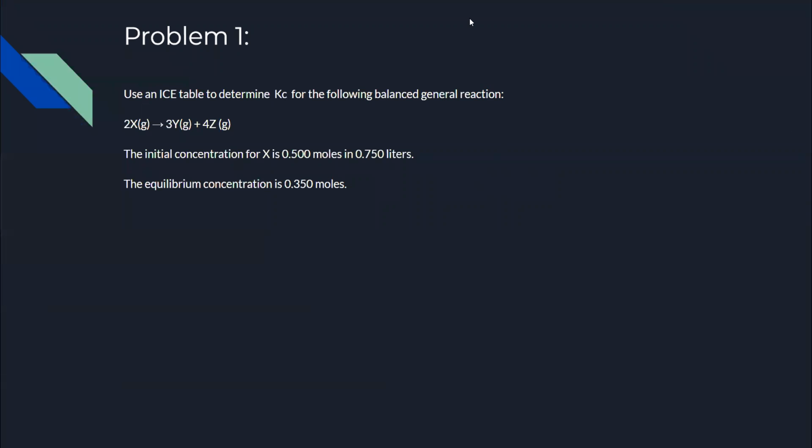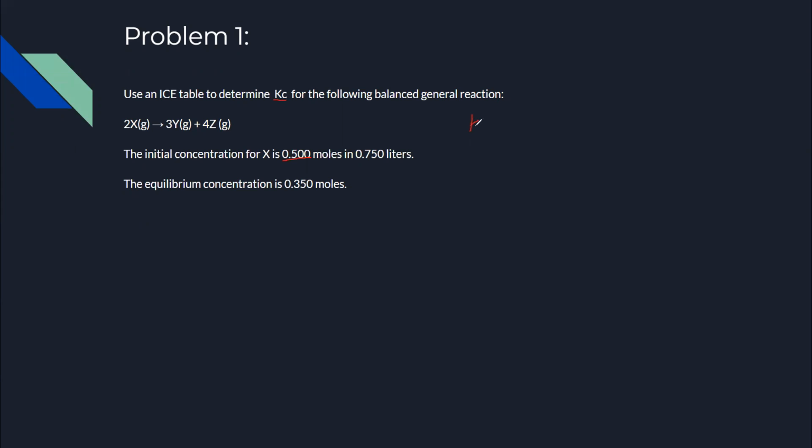So the first problem we're going to be going over today is using an ICE table to determine Kc for the following balanced general reaction: 2x makes 3y plus 4z. The initial concentration for x is 0.500 moles in 0.750 liters, and the equilibrium concentration is 0.350 moles. So what you're trying to find is Kc. So let's create the equilibrium calculation for this.